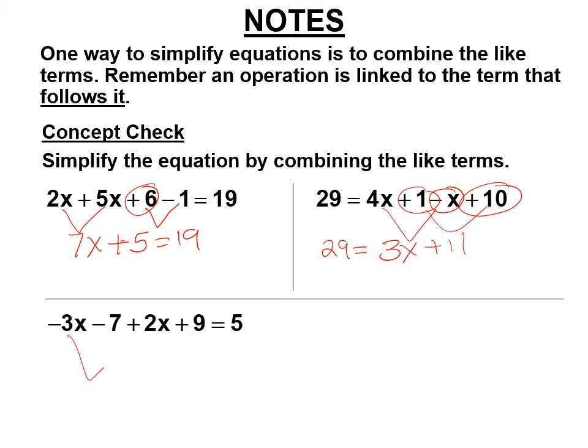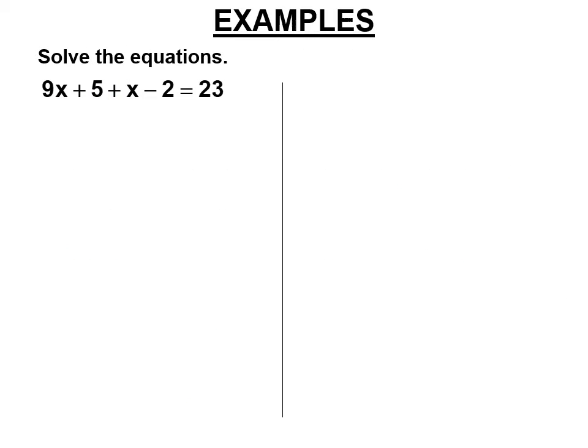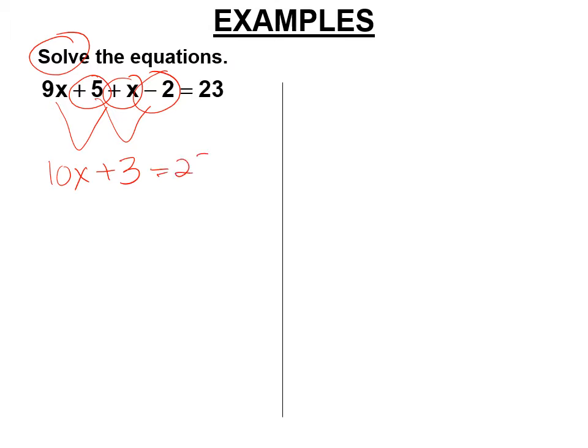Now we have negative 3x plus 2x, which is negative 1x, which I'll write as negative x, but it's negative 1x. Negative 7 plus 9, positive 2. So we get the equation negative x, or the opposite of x, plus 2 equals 5. That also is a two-step equation. Okay, so now we're going to actually start solving these. So 9x plus x is 10x. 5 minus 2 is positive 3. So that's 10x plus 3 equals 23.